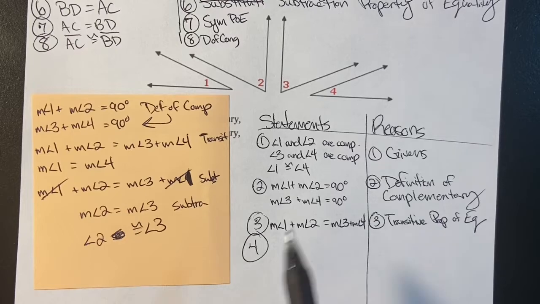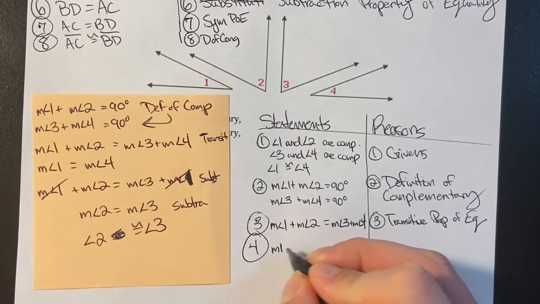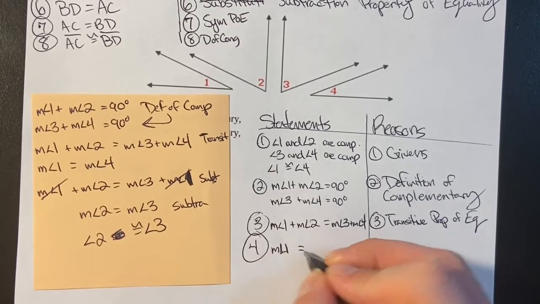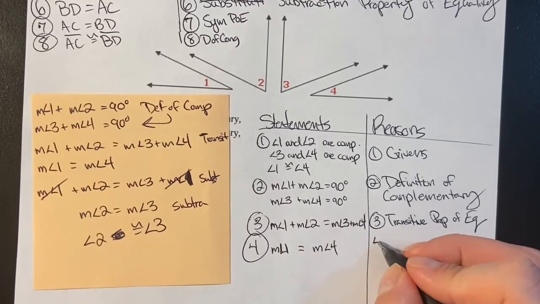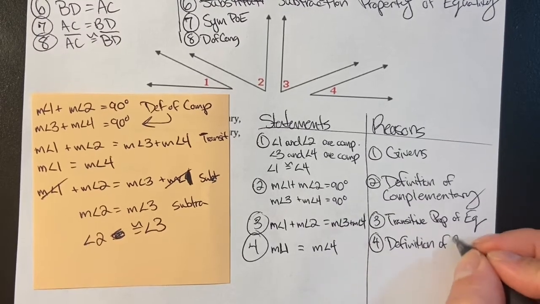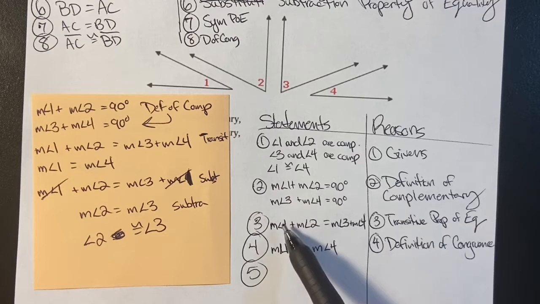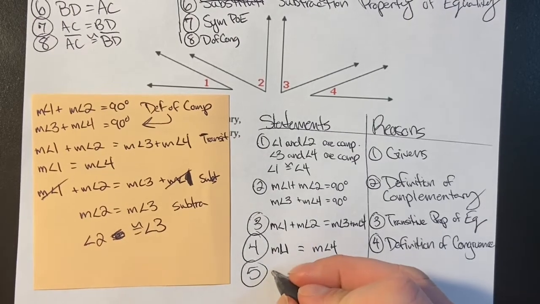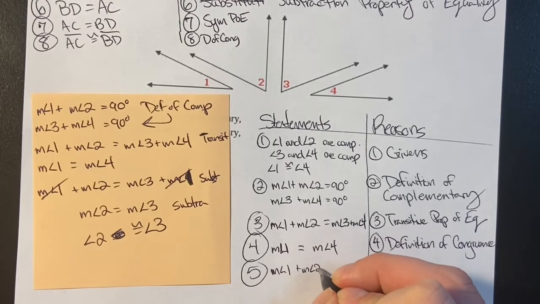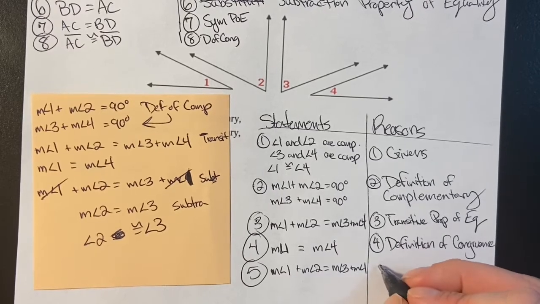All right. I also know that if angle 1 is congruent to angle 4, then the measure of angle 1 is equal to the measure of angle 4, and that's the definition of congruence. Which means that I can just turn 1 into 4. Is that how I did it? No, I turned 4 into 1. So the measure of angle 1 plus the measure of angle 2 equals the measure of angle 3 plus the measure of angle 1. And that was the substitution property of equality.